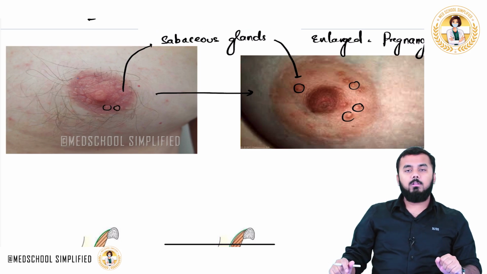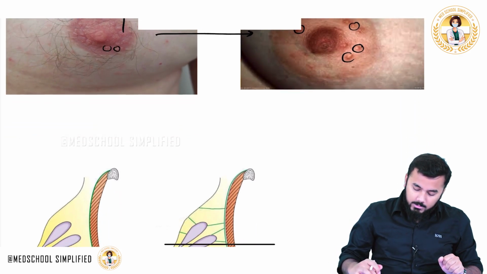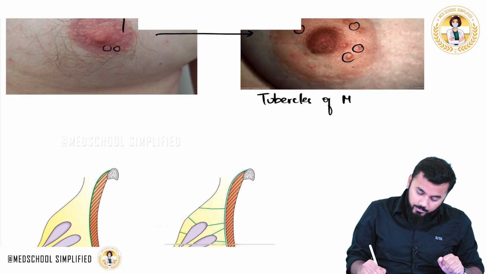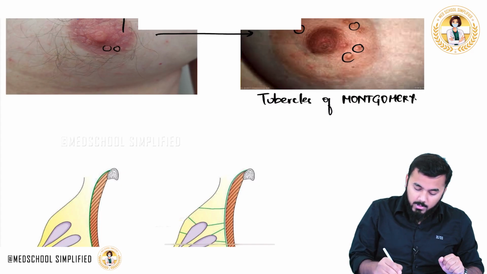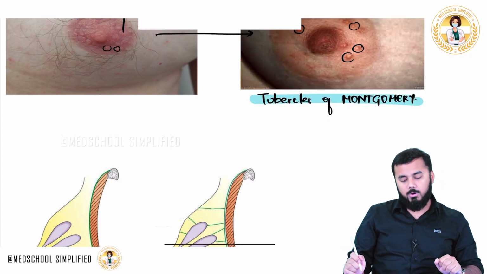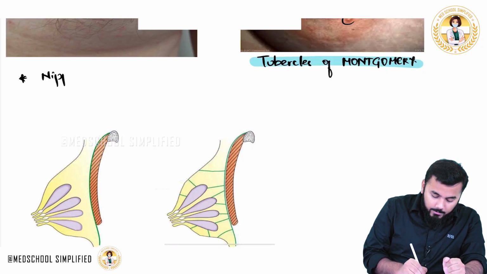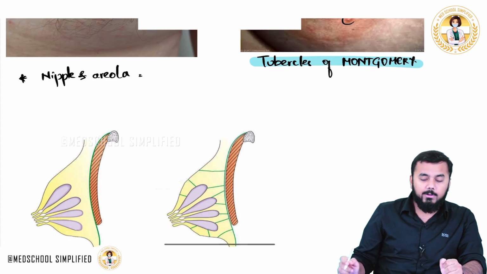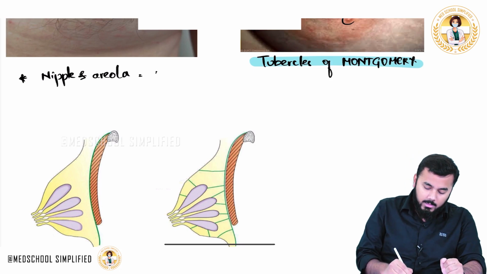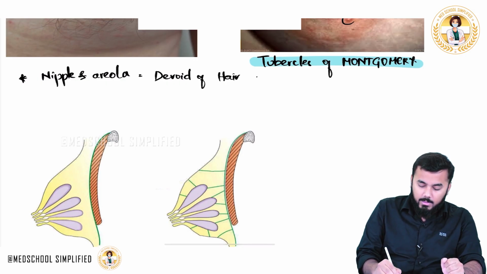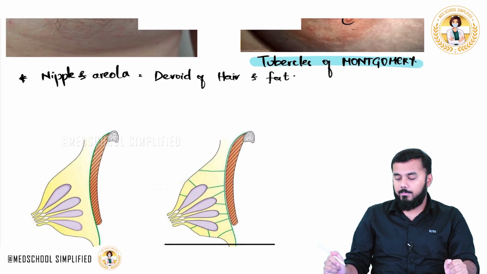So these are called the tubercles of Montgomery. Tubercles of Montgomery. This is a very, very important thing. Next important thing all of you have to know is that the nipple and the areola do not have any hair or fat. They are devoid of hair and fat.